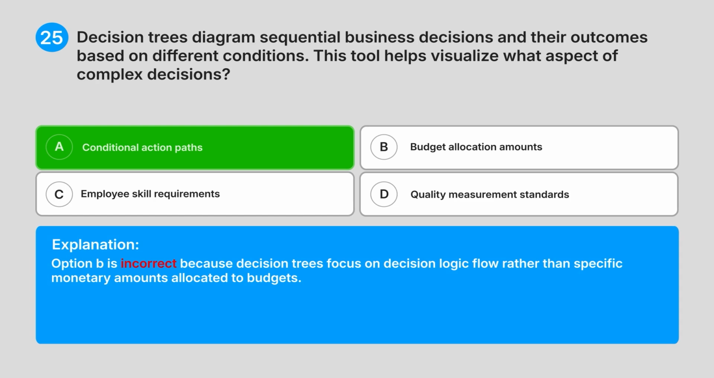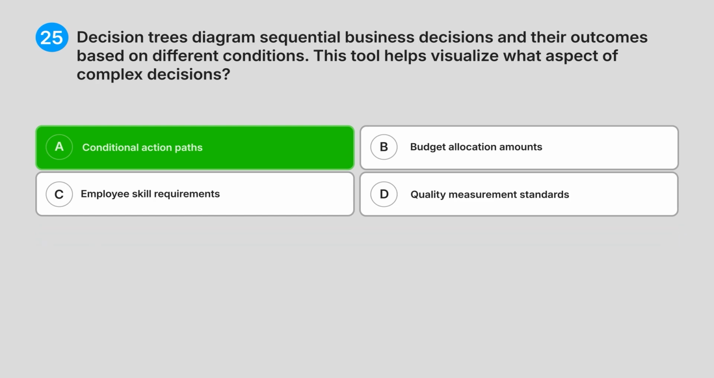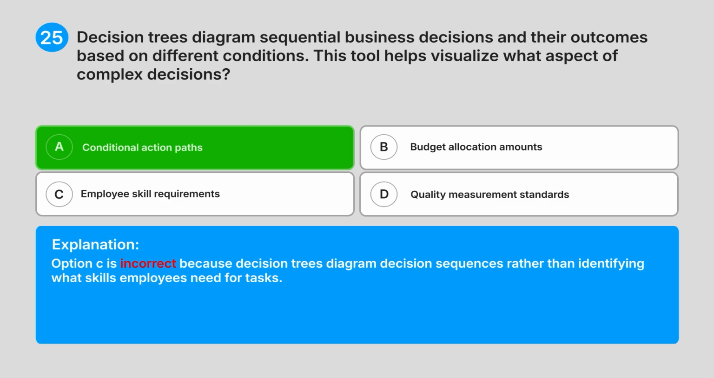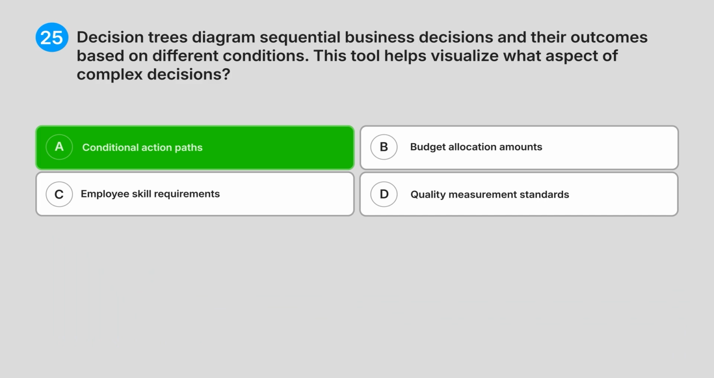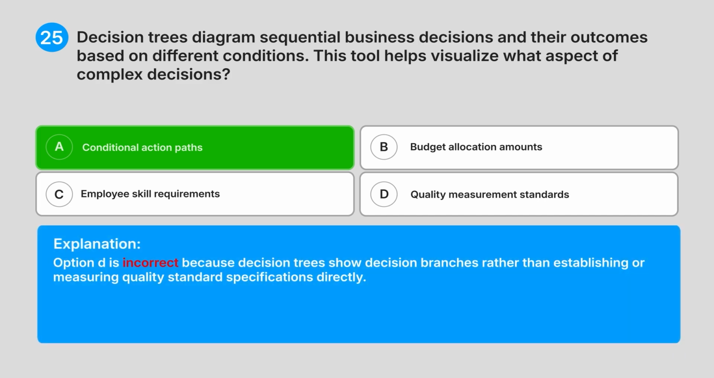Option B is incorrect because decision trees focus on decision logic flow rather than specific monetary amounts allocated to budgets. Option C is incorrect because decision trees diagram decision sequences rather than identifying what skills employees need for tasks. Option D is incorrect because decision trees show decision branches rather than establishing or measuring quality standard specifications directly.